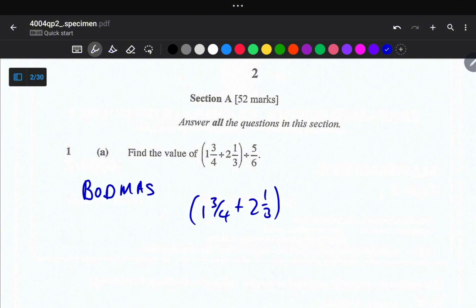For us to add these fractions, the first thing we need to do is make them improper fractions. To convert 1 3/4 into an improper fraction, we multiply 1 by 4 and then add the result to 3. 1 times 4 gives us 4, and 4 plus 3 gives us 7/4. For 2 1/3, we multiply 2 by 3 and then add 1, so 6 plus 1 is equal to 7/3.